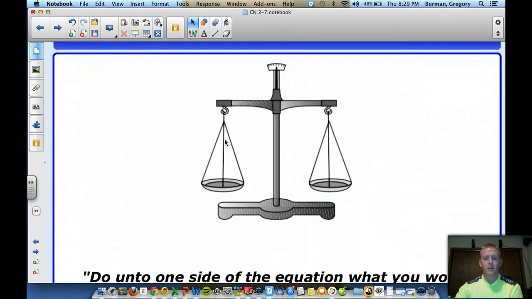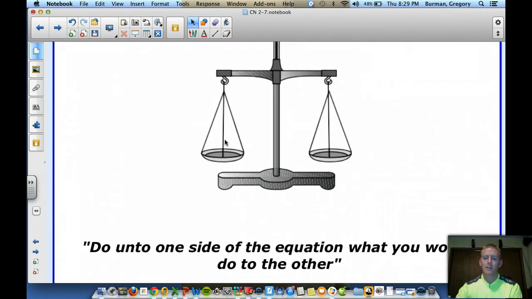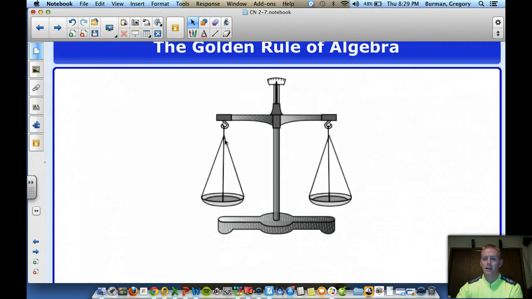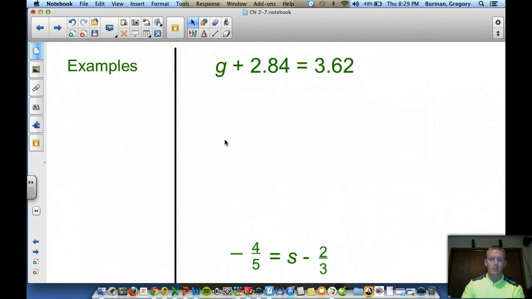Remember, the big golden rule is you do unto one side of the equation what you would do unto the other. And again, that's math being fair. Whatever happens to the right side must happen to the left side. So let's get started with the first problem.